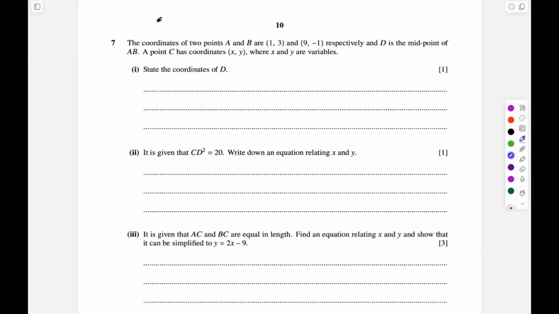Question 7. The coordinates of 2 points A and B are (1, 3) and (9, -1), and D is the midpoint of AB. A point C has coordinates (x, y), where x and y are variables. In part 1, we have to state the coordinates of D.